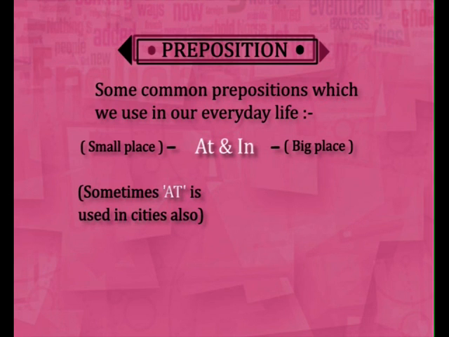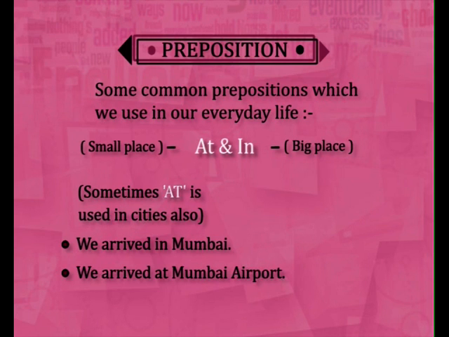Sometimes at is used in big places, cities also. That indicates exactly some place. Like, we arrived in Mumbai, is right, but we arrived at Mumbai airport. Because that time we mean that particular airport, particular place. So, that way it is. And in is in big place.